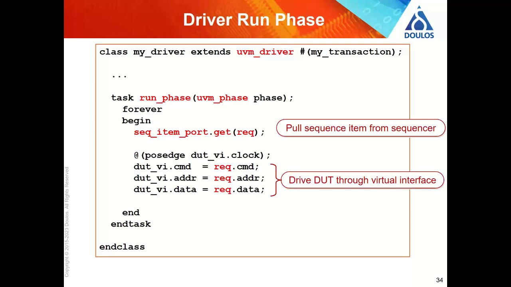When we call get, that's going to fetch the next sequence item from the sequence. If there are no more sequence items available, then get will just wait forever. Having fetched the sequence item, we're then going to wait for a clock and then send it to the device under test. So that's what we're doing there.